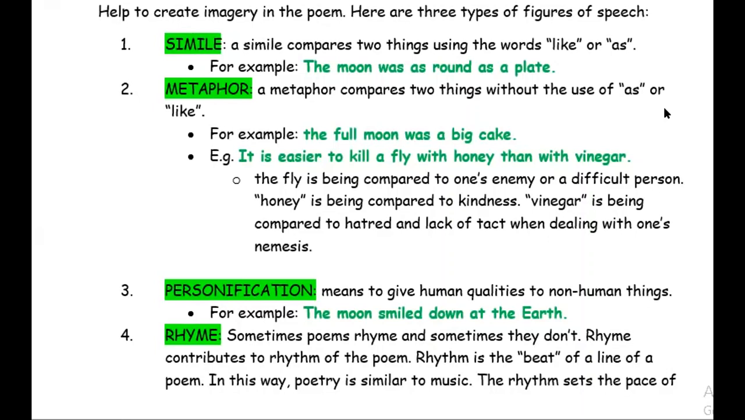What does it mean to have tact? It means to be skillful about the way you say things. So you can manipulate someone by being good to them, or you can manipulate them by threatening them and making them against you, right? So it's easier to kill a fly with honey than with vinegar. Vinegar is compared to hatred and lack of tact when dealing with one's nemesis.